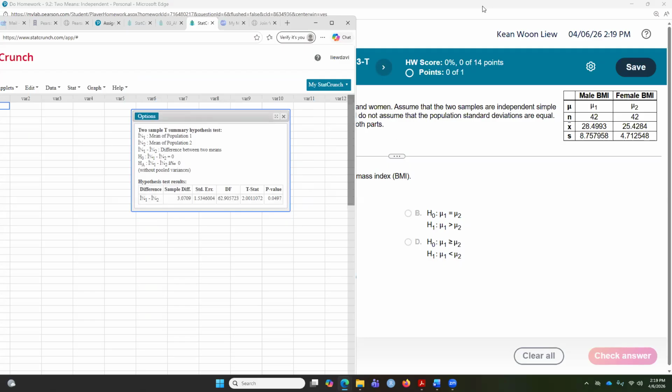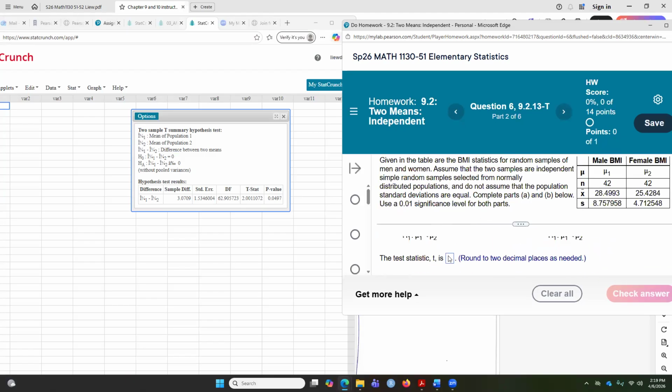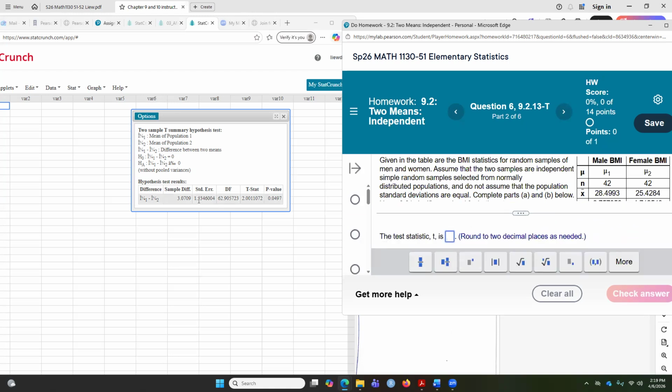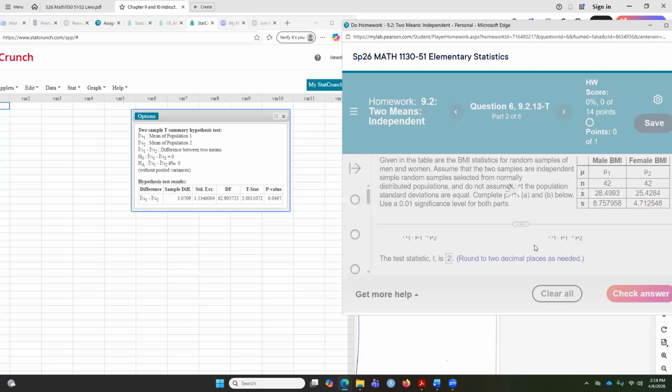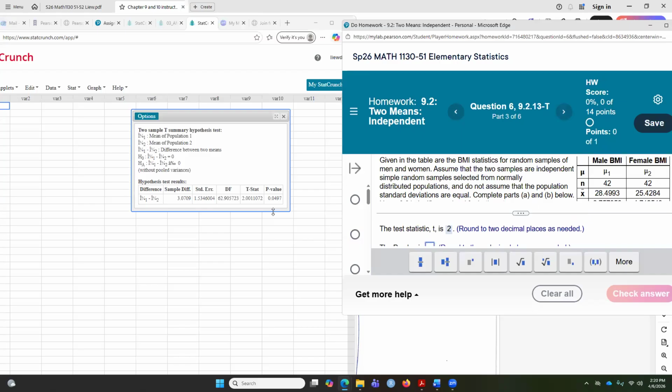The question wants this in 2 decimal places. So in 2 decimal places, this will be exactly 2. And then the p-value in this case is given by the next one, in however many decimal places they want. 3 decimal places, 0.05. Okay, 7 is big enough for 49 to become 50.